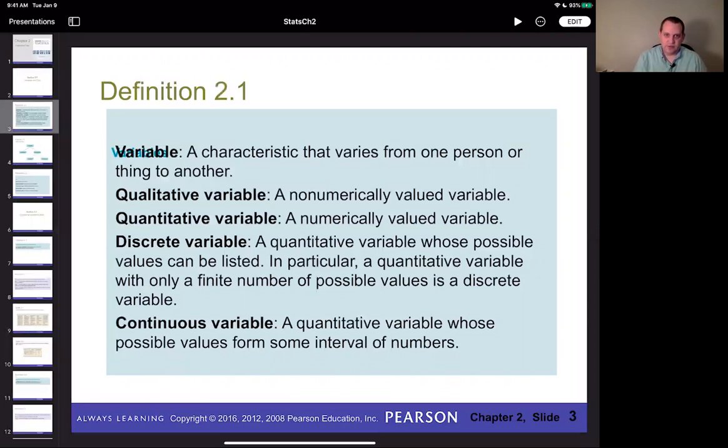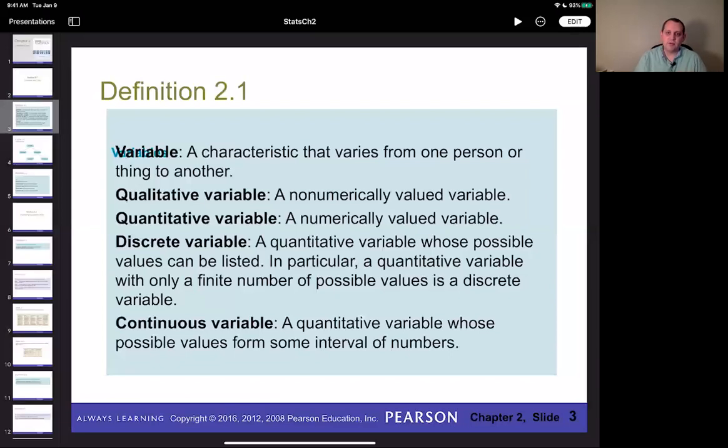Qualitative variables are things where there's not numbers attached to them. So things like hair color, eye color, and so on. Quantitative variables are variables that do have numbers attached to them. So that's things like height or weight or age or whatever, something where there's a number attached to it.